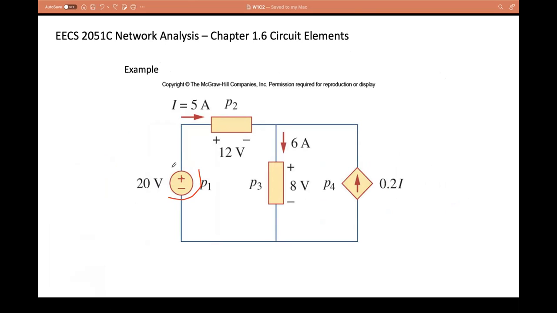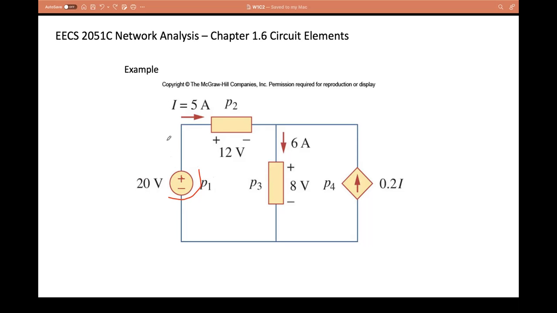Okay, let's see this example. Let's calculate the power of each element in this circuit together. So let's start with P1. First, let's look at what P1 is. We see a circle sign, which means it's an independent source, and we see the polarity symbols in it, so it's an independent voltage source. Then let's calculate the power of it.